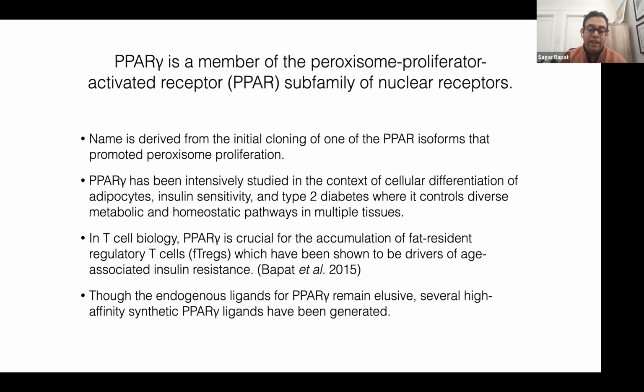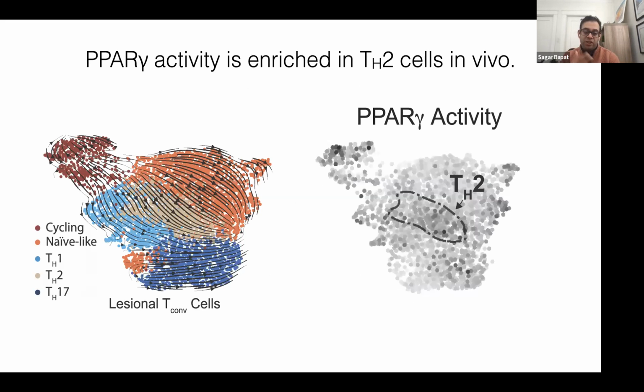Let's see if that's actually the case. The way we want to do this is an analysis that relies heavily on bioinformatics and single cell RNA sequencing combined with ChIP-seq. The idea was that we know the direct targets of PPAR gamma in Th2 cells based on our in vitro ChIP-seq of Th2 cells. We have a list of, let's say, hundreds of genes. We then ask the question, are these genes up or down in the different subsets? And do they go up or down when you look at lean versus obese? And so this is a PPAR gamma activity score that we created from this UMAP.